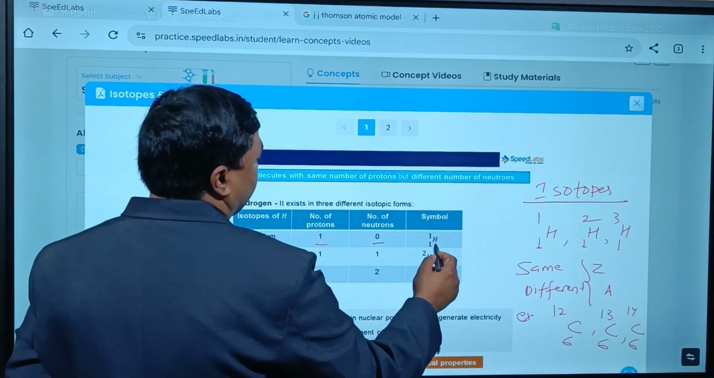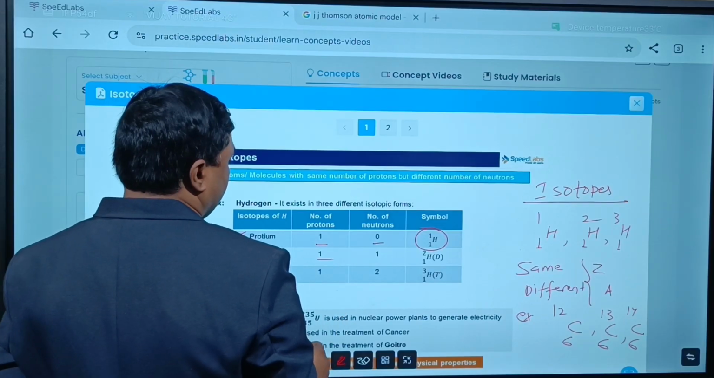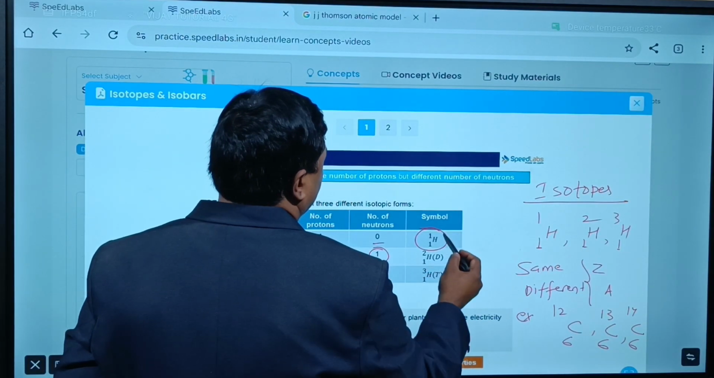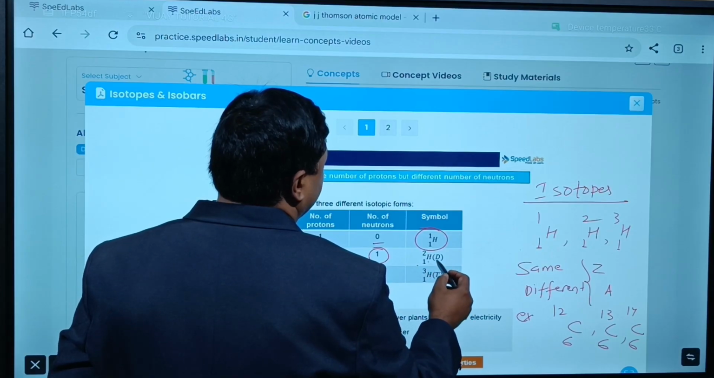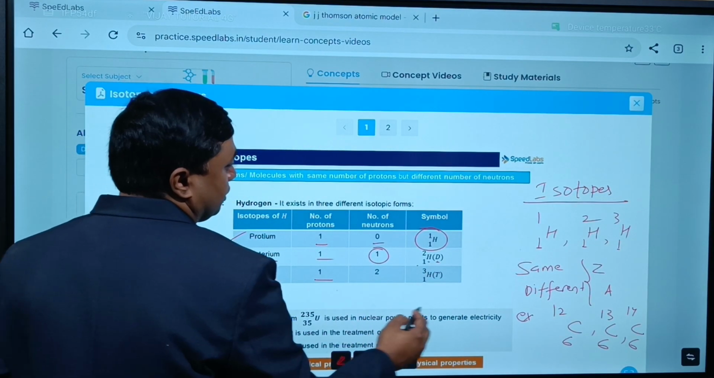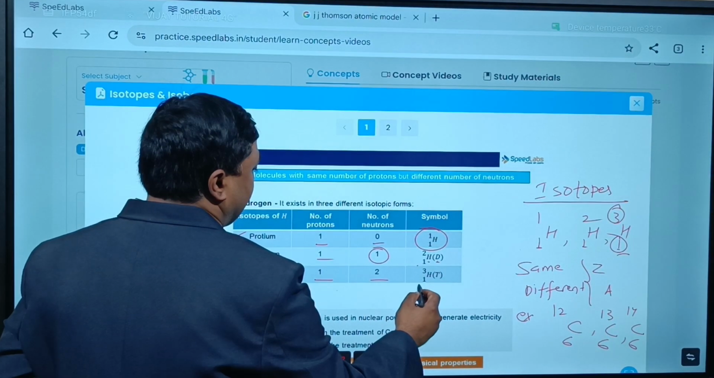Here atomic number 1, 1, mass number 1 is called protium, number of protons is 1, number of neutrons is 0, symbol is H11. Deuterium, number of protons is 1, number of neutrons 2 minus 1, that is 1, symbol is H12 or D, deuterium. Tritium, number of protons is 1, neutrons 3 minus 1, that is 2, so we are writing like this.